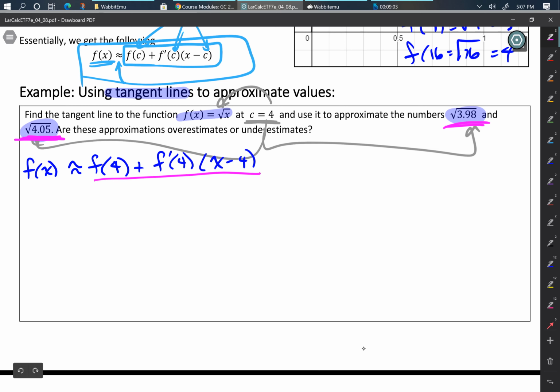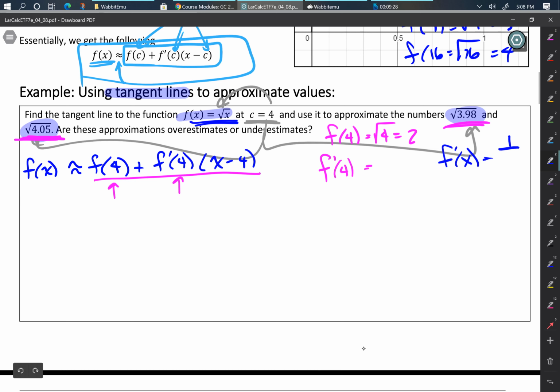Okay, this is going to be the formula I'm going to work with. I need to know two things to make this work: f of 4 and f prime of 4. Well, f of 4 is pretty straightforward. f of 4 is just the square root of 4, which is 2. Right? f prime of 4. Well, before I can even find f prime of 4, I need to figure out what f prime is. So over here on the side, what is f prime of x? Well, f of x is the square root of x, so f prime of x is going to be 1 divided by 2 root x. Now, if you're wondering how I did that so fast, I have taken the derivative of the square root so many times I know the answer.